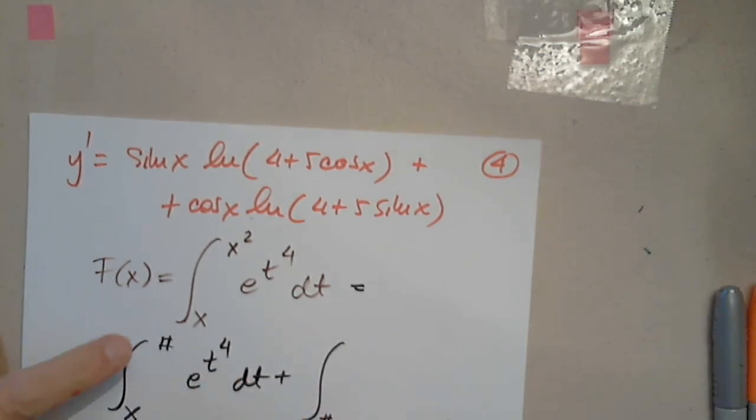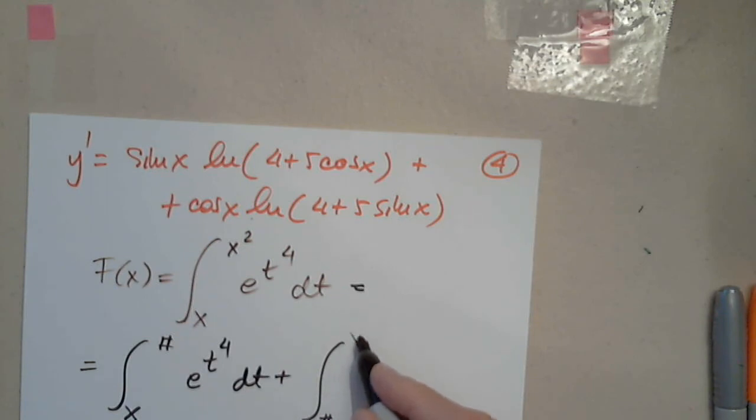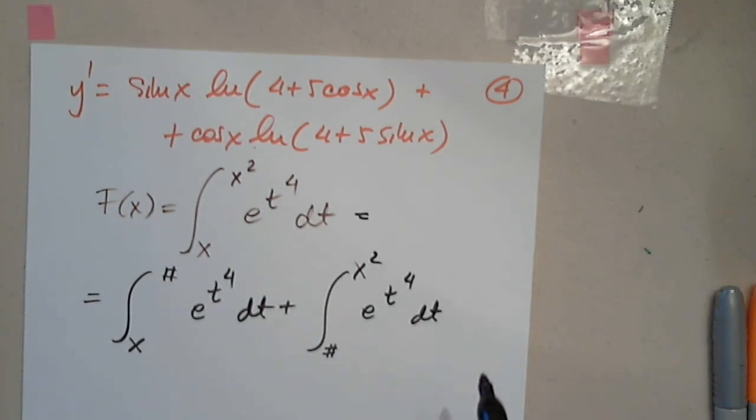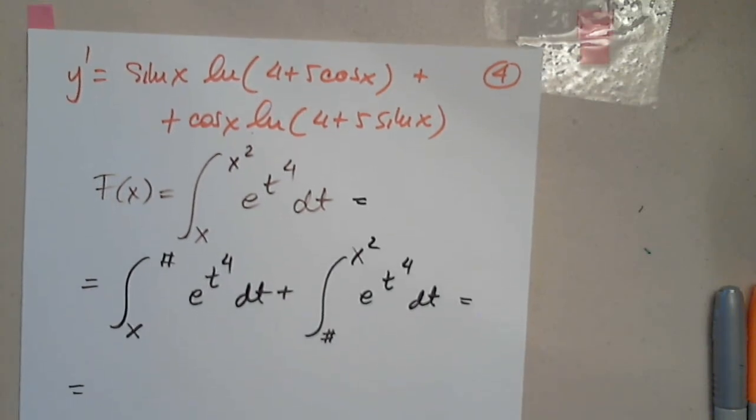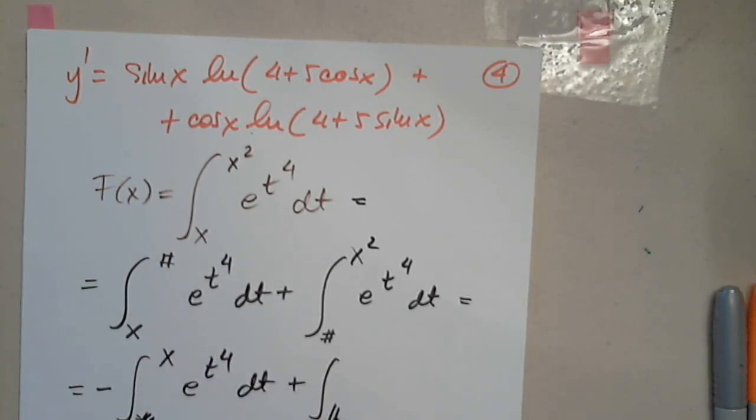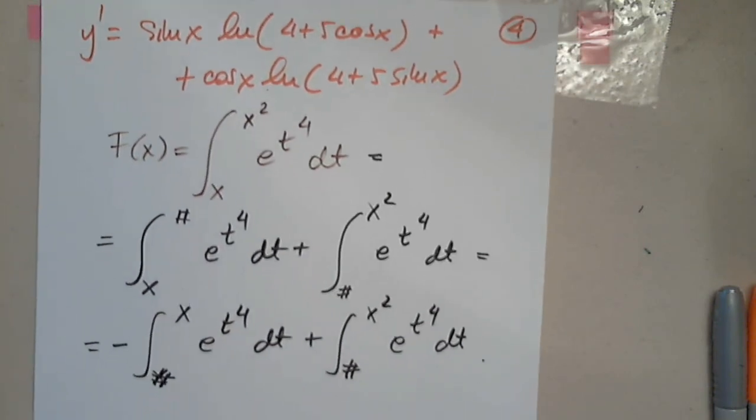you can put 0, you can put 10, you can put 100, whatever, or put just a, it doesn't matter, to x squared, e to the t to the 4th dt. Is it ready now? Which one is and which one is not? The first one still isn't, so it needs to be swapped. Now full stop, and now we can differentiate.